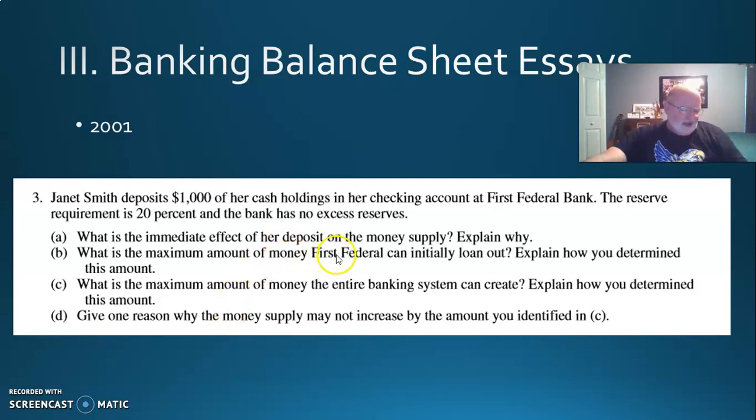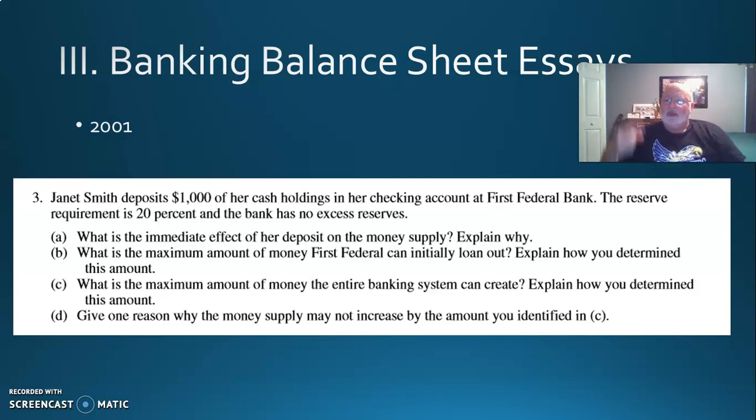So what is the immediate effect of her deposit on the money supply? Now watch, the key word there is immediate. She pulls $100,000 out of her cash. Let's say she's got it at home in a jar, a piggy bank. She pulls it out, puts it in her checking account at First Federal Bank. How much has the money supply changed? 0. Be on the lookout for this. They do it all the time.